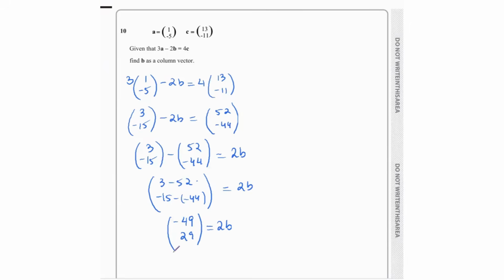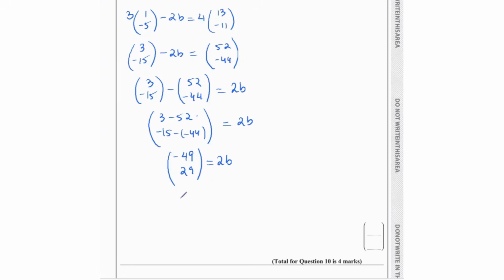Now we divide these by 2. So that is your column vector for B. Negative 49 divided by 2 is going to be negative 24.5, and 29 divided by 2 is going to be 14.5. So that is your answer.